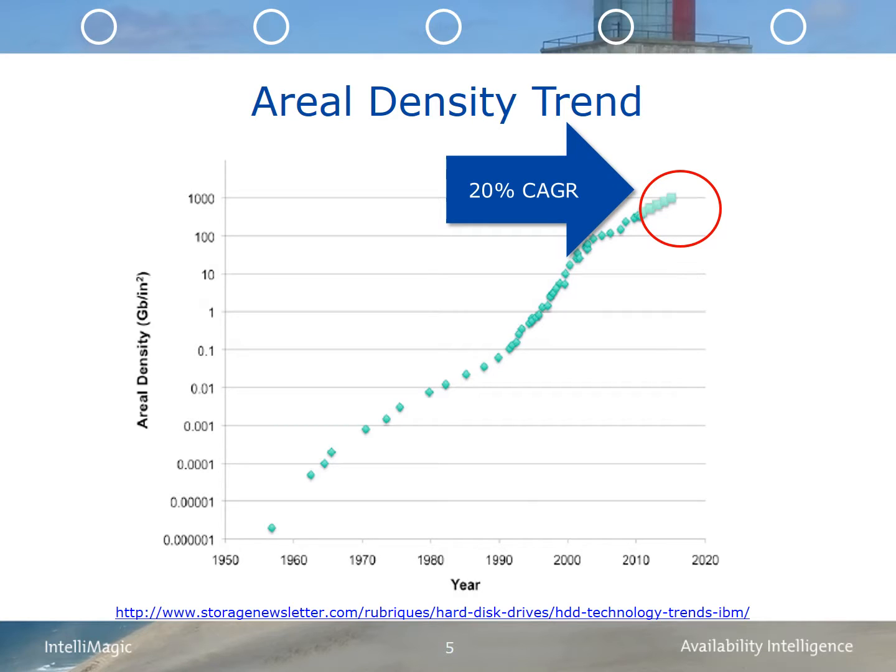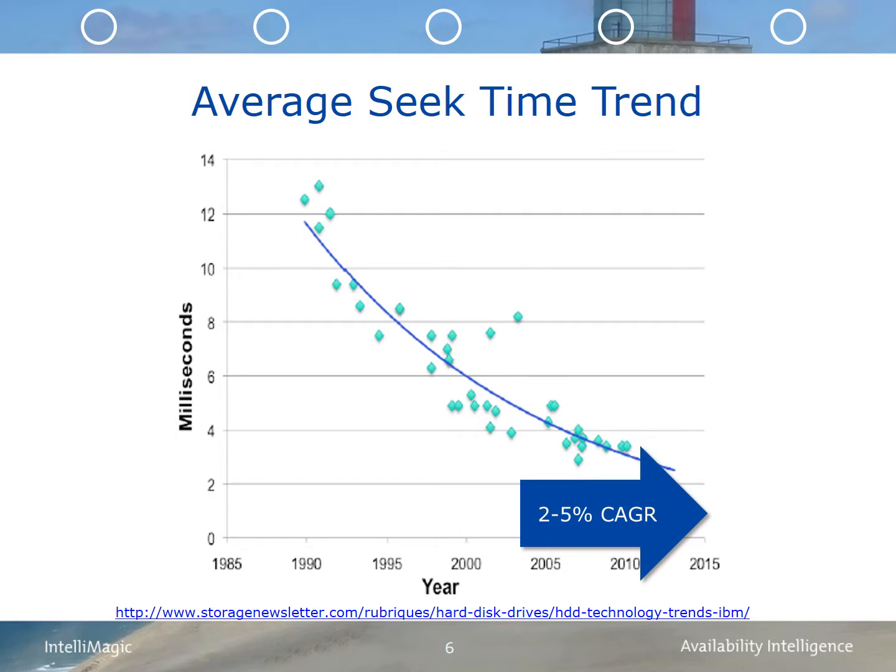So the areal density trend has been 20% compound annual growth rate since the first drives were introduced. There has been some slowdown in recent years, but the current rate should continue for a number of years. The average seek time trend, on the other hand, has simply not progressed as fast as the areal density trend. So instead of 20% for the areal density, we're looking at something between 2 and 5% for the seek time. There do not seem to be any big improvements in spinning disk drive technology in the near future. So we don't expect this to really get much better.